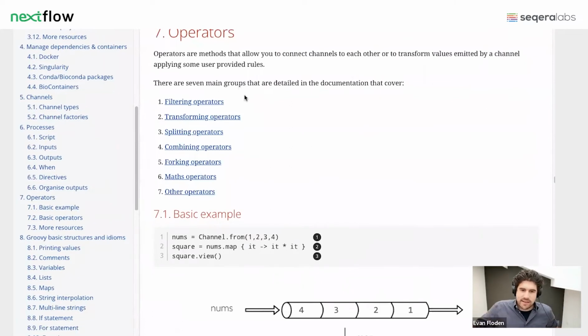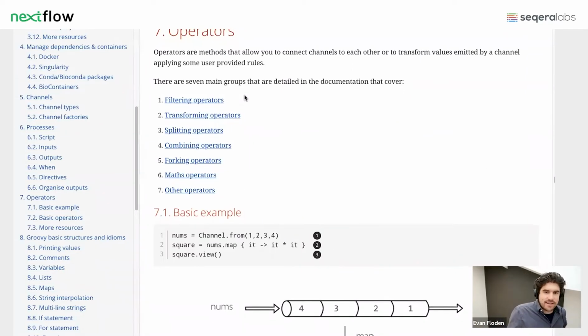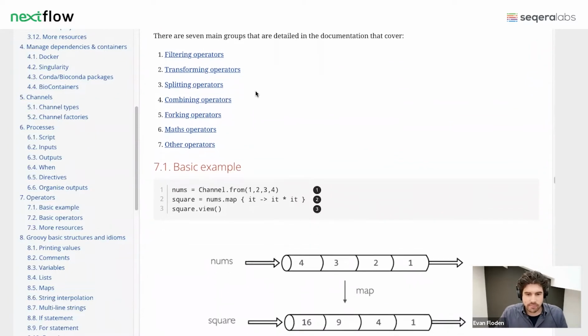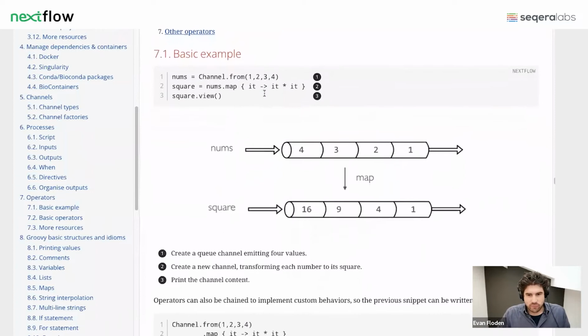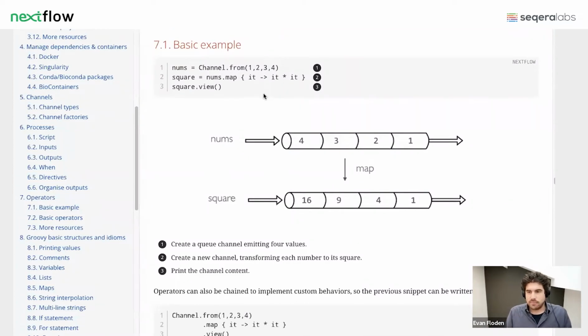There is the basic kind of filtering ones. We'll see transforming, which is just general transformation. Splitting, so taking a channel and splitting it into multiple channels. Combining, obviously taking multiple channels and putting them into one. And then there's forking, maths, and some basic other ones like viewing. We have this example here of visualizing what's taking place when you're doing an operation on a channel.